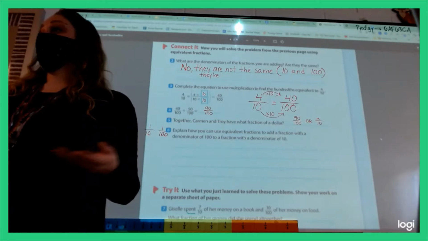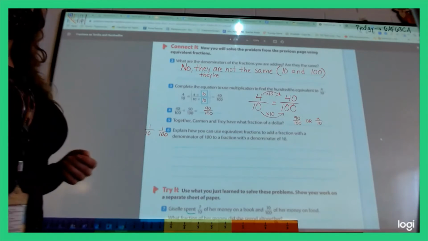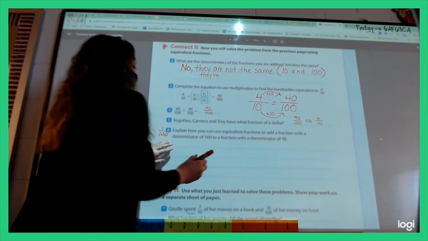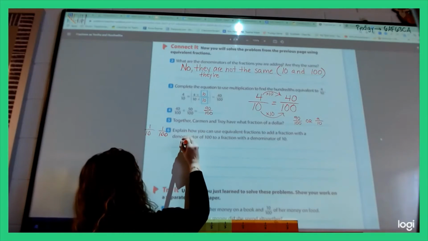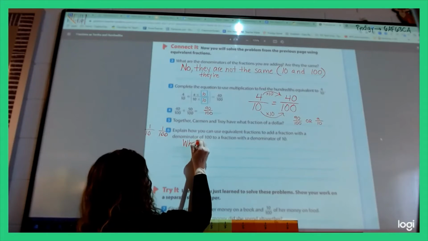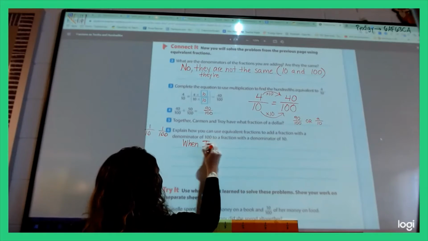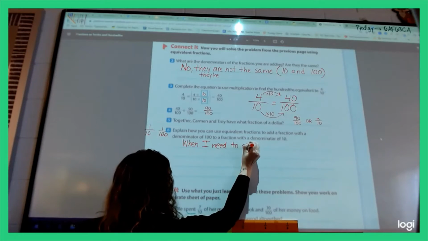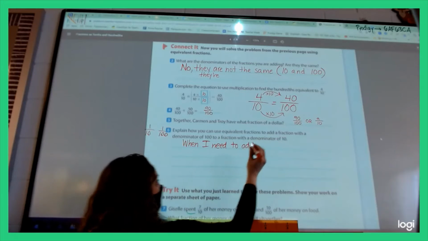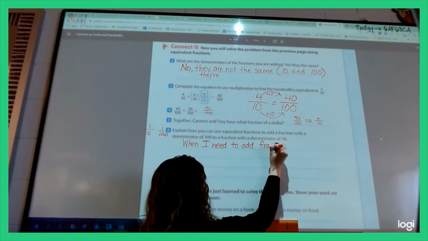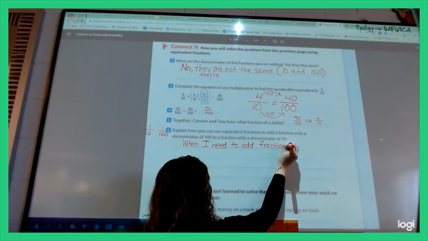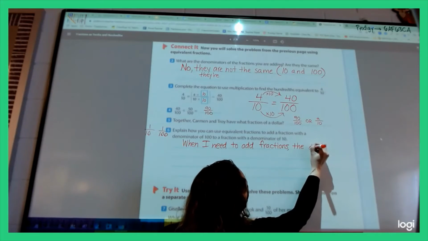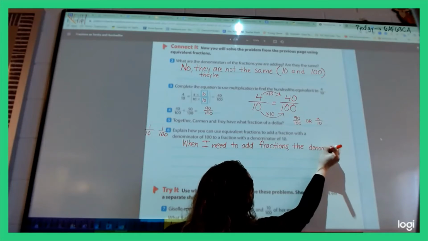Okay? So that's really all this question needs. If you want to use your own words and really practice, that's fine. You can borrow some of mine, but get your pencils ready. All right. So I'm going to say, when I need to add fractions, the denominators have to be the same.